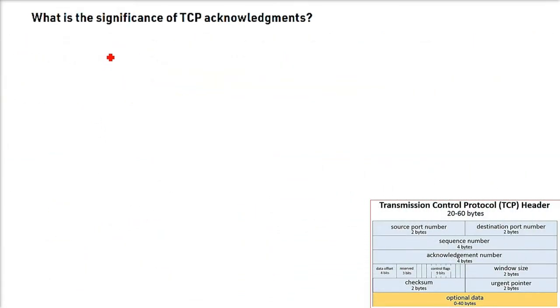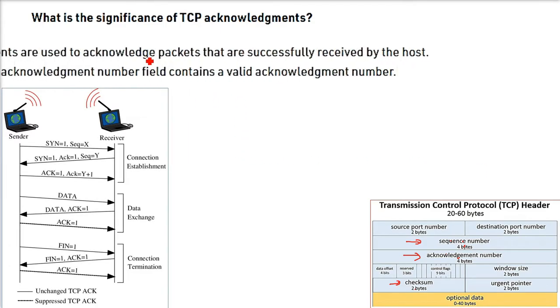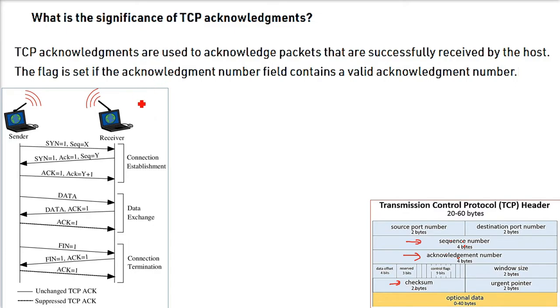What is the significance of TCP acknowledgements? See, the reliability of TCP lies in acknowledgement. The acknowledgement number is 4 bytes in the header of TCP. The sequence number is also 4 bytes in the TCP header. Checksum is 2 bytes. So the checksum, the sequence number and the acknowledgement number are all very important. The window size is for flow control, checksum is for error detection, sequence number and acknowledgement number are for reliability. So TCP acknowledgements are used to acknowledge packets that are successfully received by the host.